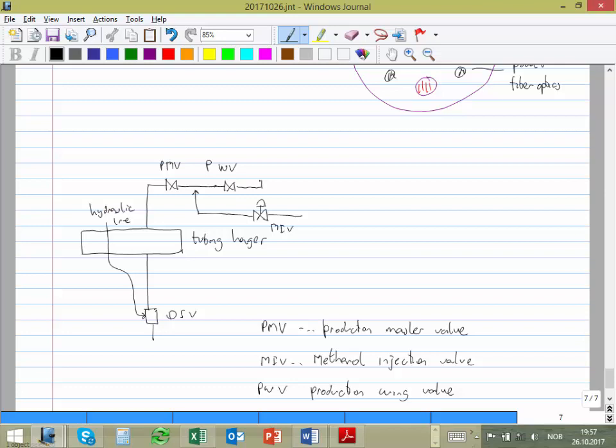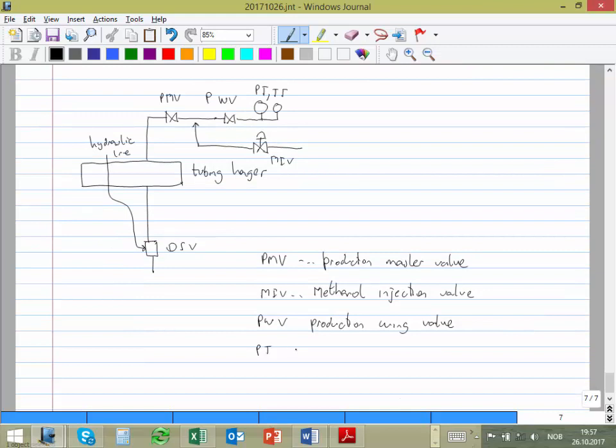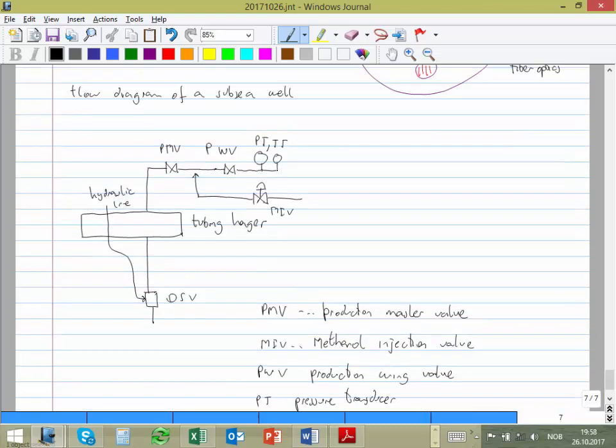Then after that, I usually have, this is a flow diagram of a subsea well. Okay. Then after that, I usually have a PT and a TT. That stands for pressure transducer and temperature transducer. PT, pressure transducer. TT, that's temperature transducer. Okay. What do I have then? After that, the choke. Okay.